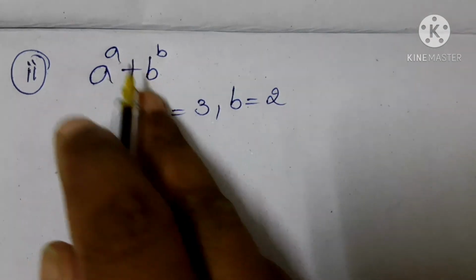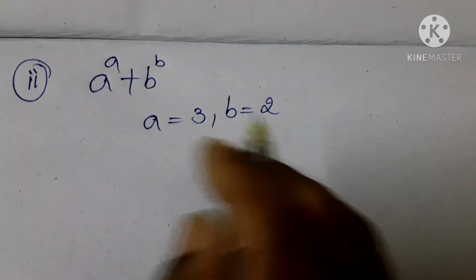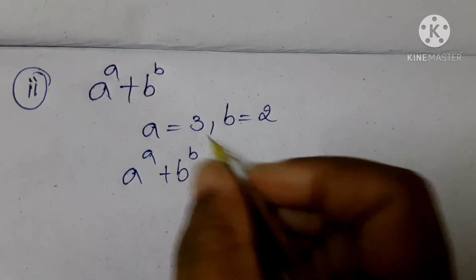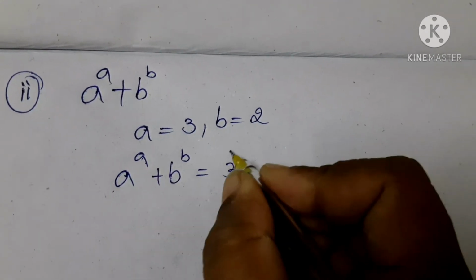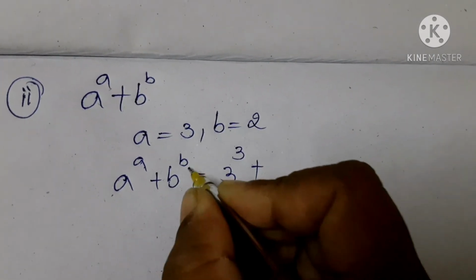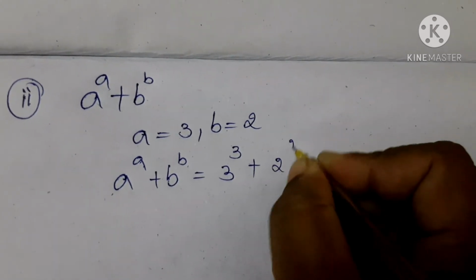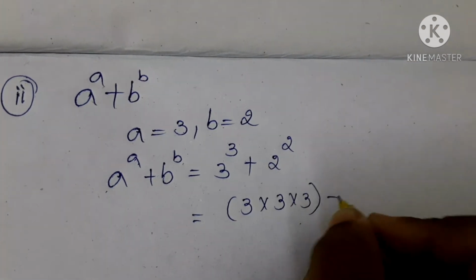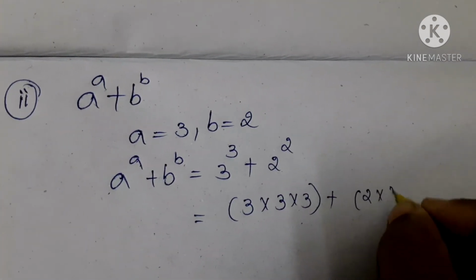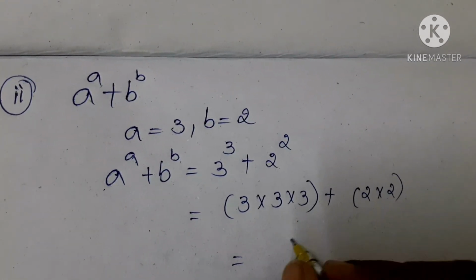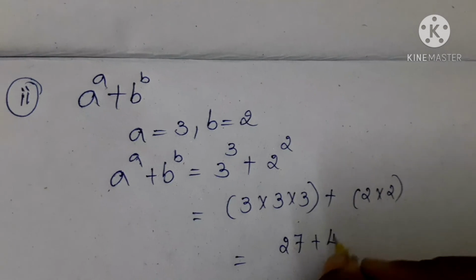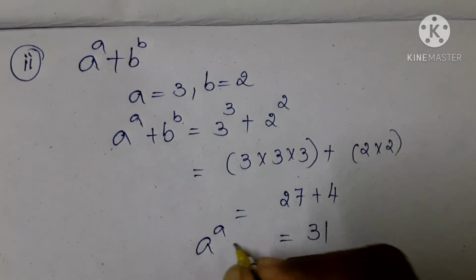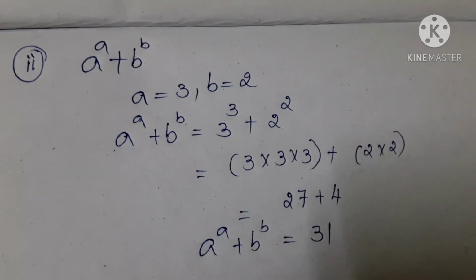Now second one, a power a plus b power b. Substitute a equals 3, b equals 2. a power a plus b power b: the a value is 3, so 3 power 3, plus b power b, the b value is 2, so 2 power 2. 3 is repeated 3 times and 2 is repeated 2 times. 3 threes are 9, 9 threes are 27, plus 2 twos are 4. So 27 plus 4 equals 31. So a power a plus b power b equals 31.